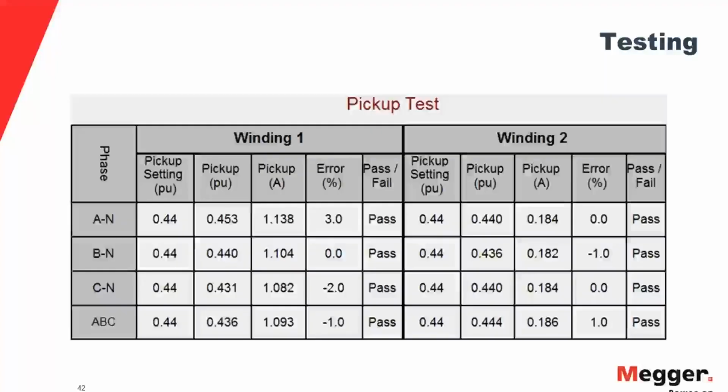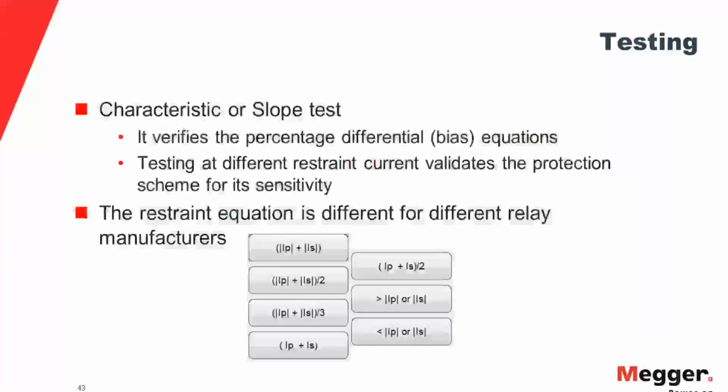The next test that you might do is your pickup test. When you're doing a pickup test, you are verifying the minimum operating current of the differential relay for an internal fault. That internal fault could be line to line or line to neutral. So you're verifying whether the relay picks up at what it is set to. If the set value is 2 amps, is the relay picking that up or not? Sometimes it may also require a pre-fault value before you ramp up the current and see where it picks up.